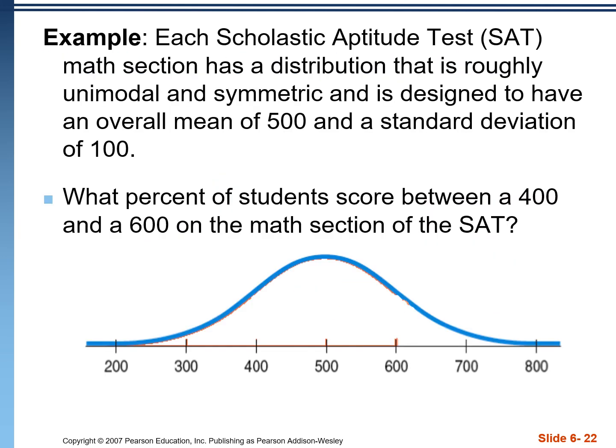Now we can use these numbers to solve problems. So let's say we're talking about the SAT math section, which has an overall mean of 500 and a standard deviation of 100. Question is, what percent of students score between a 400 and a 600 on the math section of the SAT? So 400 here is exactly 1 standard deviation below the mean, so that has a z-score of -1. 600 is exactly 1 standard deviation above the mean. Within 1 standard deviation of the mean, 68% of all students should score in that range.